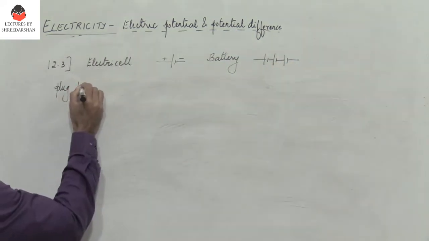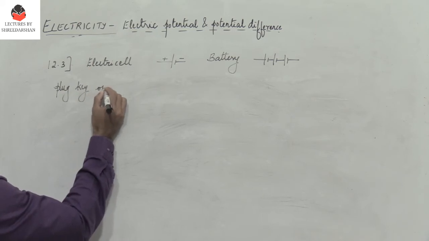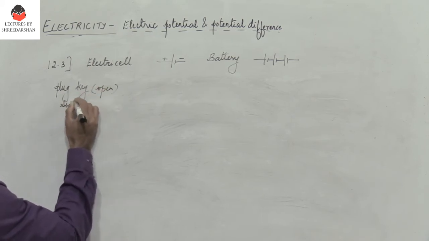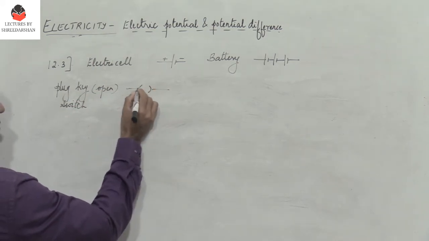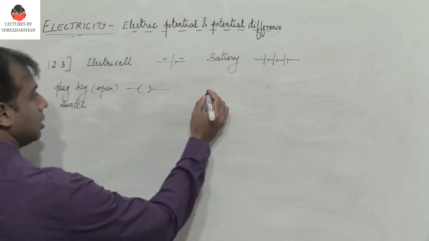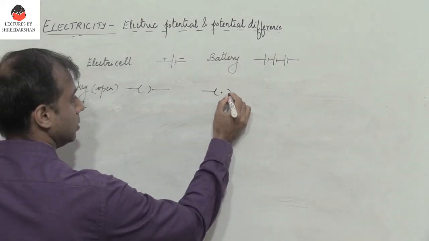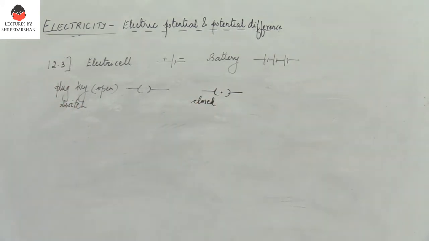A plug key is nothing but a switch. If the switch is open, we represent it like this. That means there is no flow of current when the switch is open or when the plug key is open. But when the switch is closed, if I represent it like this, that means the switch is closed and there is flow of current. So this is how we represent.